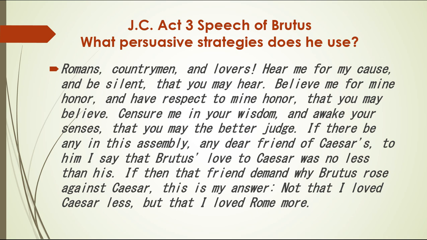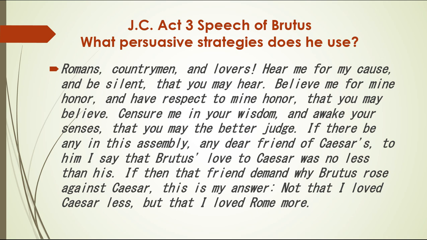Later on in his speech, he moves on to speak of Caesar, and he explains why this assassination happened. "If there is anyone in this assembly, any dear friend of Caesar, who asks why I did this to Caesar, I would answer him by saying, not that I loved Caesar less, but that I loved Rome more." This is also one of the important quotes that comes from Brutus's speech. Not that I loved Caesar less, but that I loved Rome more.